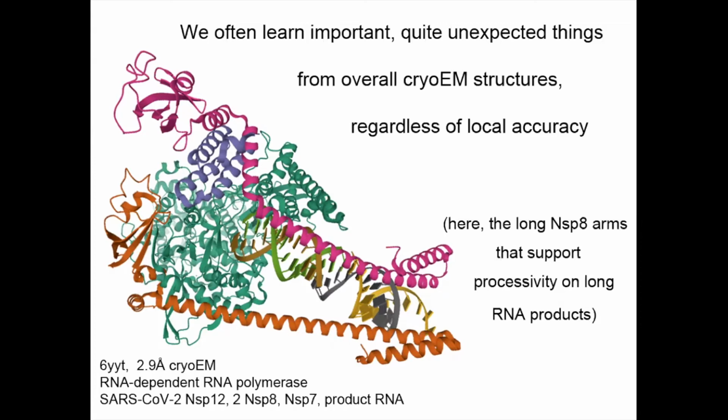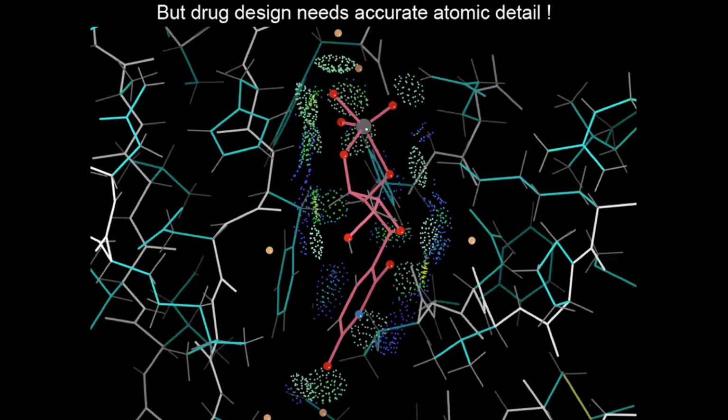But if you're really serious about drug design or specificity of binding or chemistry and catalysis, those really require accurate atomic detail. And so ideally, you would try to get to 2 angstroms, but when you can't, you can at least make the detail better at 3 to 4 angstroms. And we'll try to lead up to how to do that.